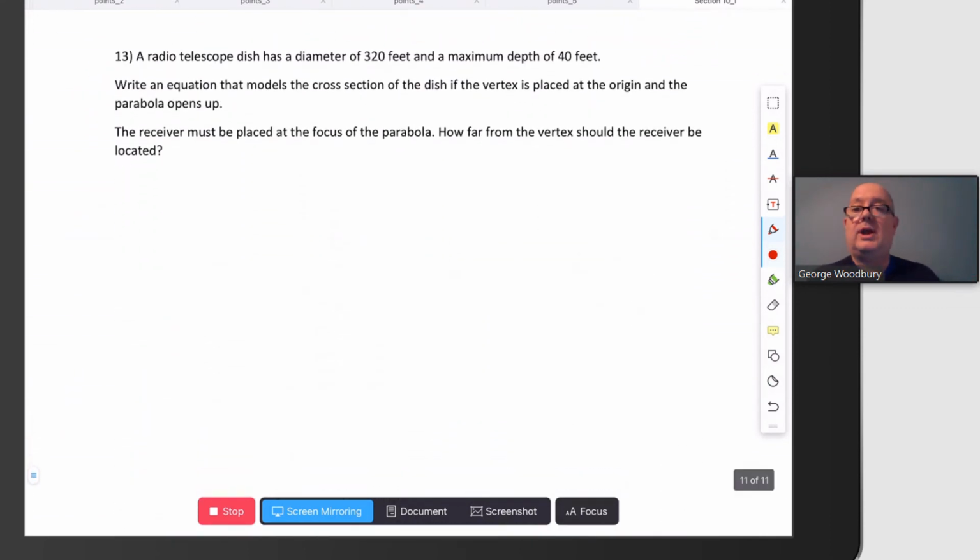One more. A radio telescope dish has a diameter of 320 feet and a maximum depth of 40 feet. Write an equation that models the cross-section of the dish. So cut it right down the middle. It'll look like a parabola.